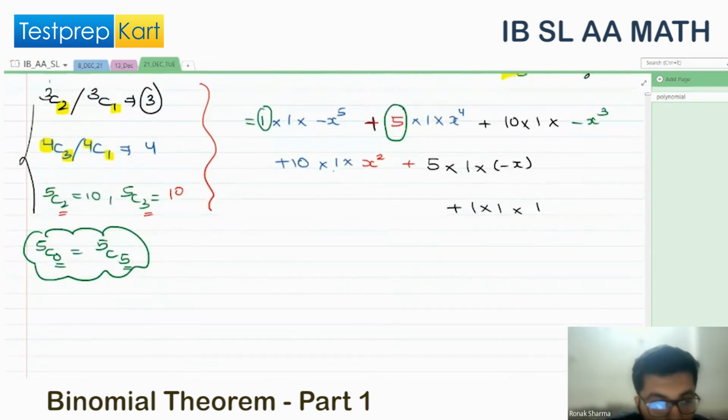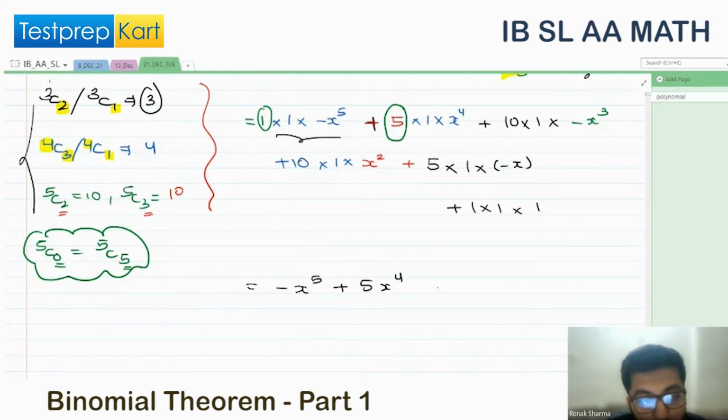So we can write it to be what? The first term is minus x power 5. The second term is 5x power 4. Then the third term is minus 10x cube. Then we have 10x square. Then we have minus 5x and then we have 1. Got it? That's how we have got it.